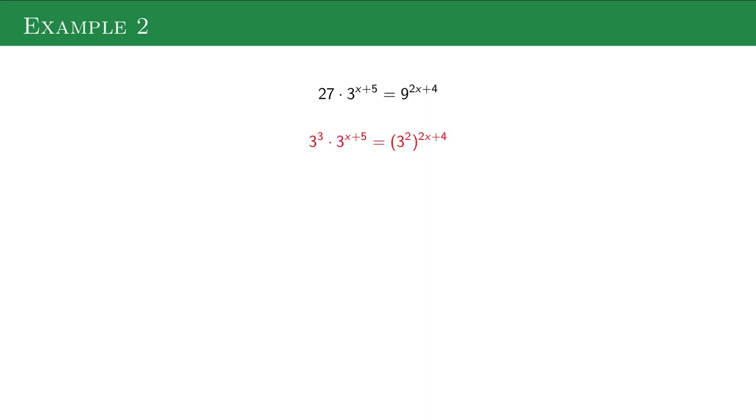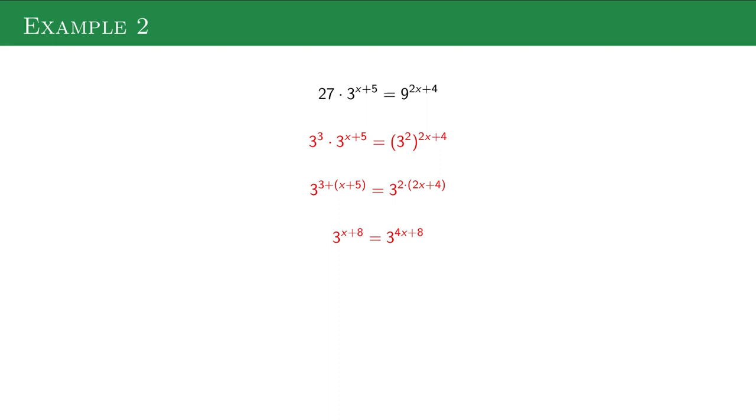Well, 27 is 3 cubed. That's base 3. 9 is 3 squared. Again, you're thinking in terms of exponents. And then on the left-hand side, we don't have a single exponential, but we have a rule that when we combine exponentials like this, we add the exponents. On the right-hand side, just like our last example, we multiply those two exponents. And we simplify the exponents by distributing and adding.